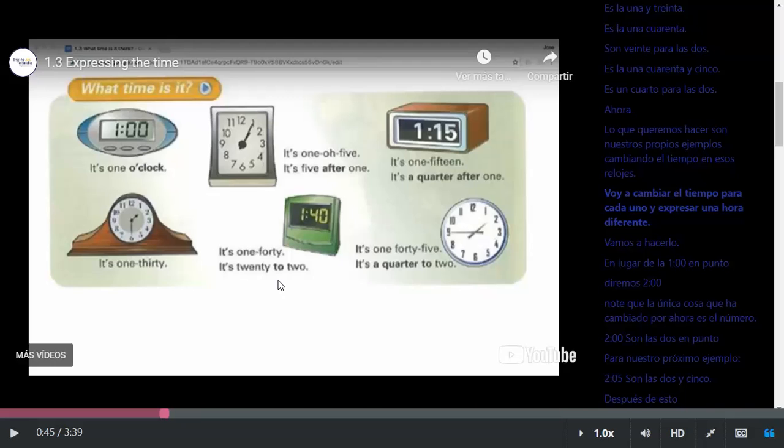Luego tenemos cuando falta un cuarto, ¿verdad? Podemos decir, la forma normal, it's 1:45. And the next one, it's 1:45. Very good, very good.